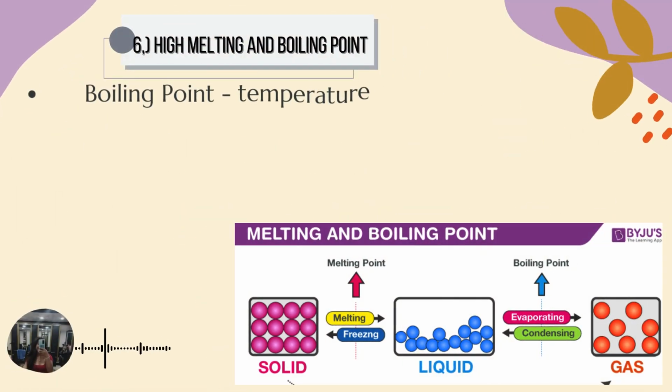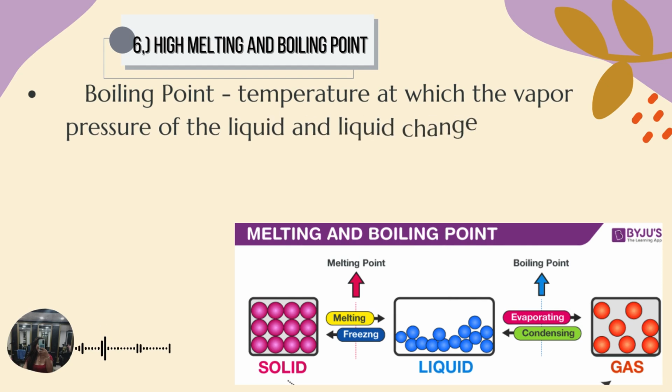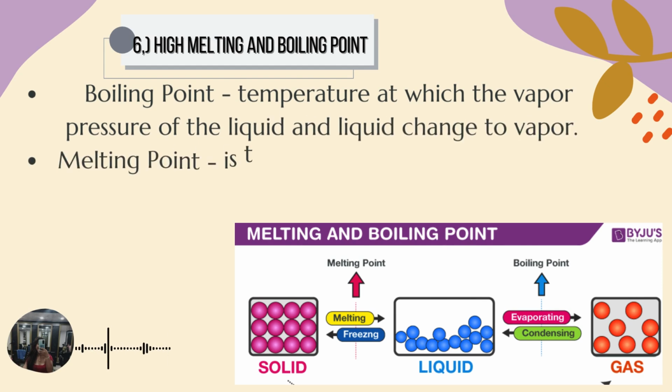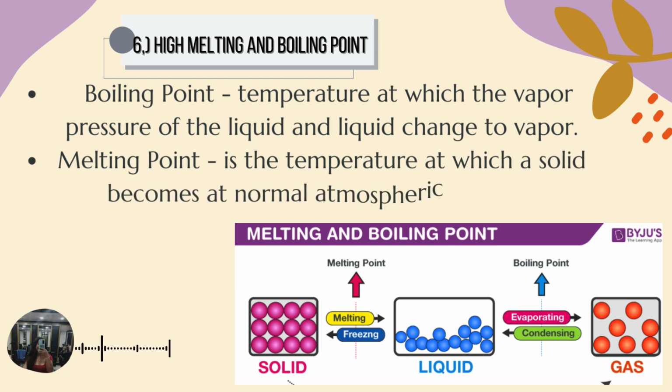Melting point is the temperature at which a solid becomes a liquid at normal atmospheric pressure. Boiling point is the temperature at which the vapor pressure of the liquid equals the pressure surrounding the liquid, and the liquid changes to vapor.